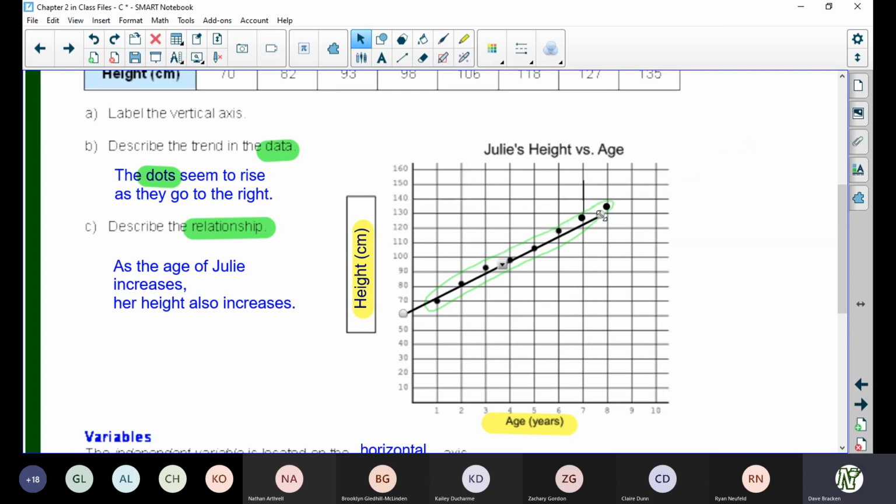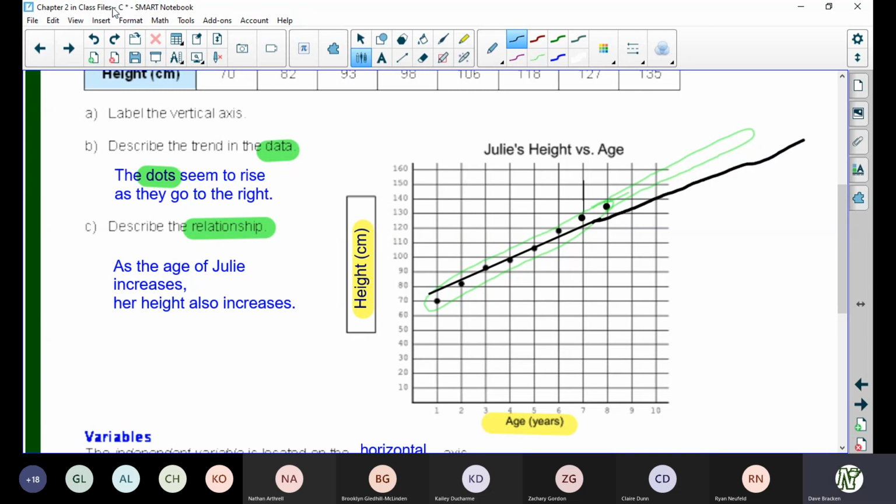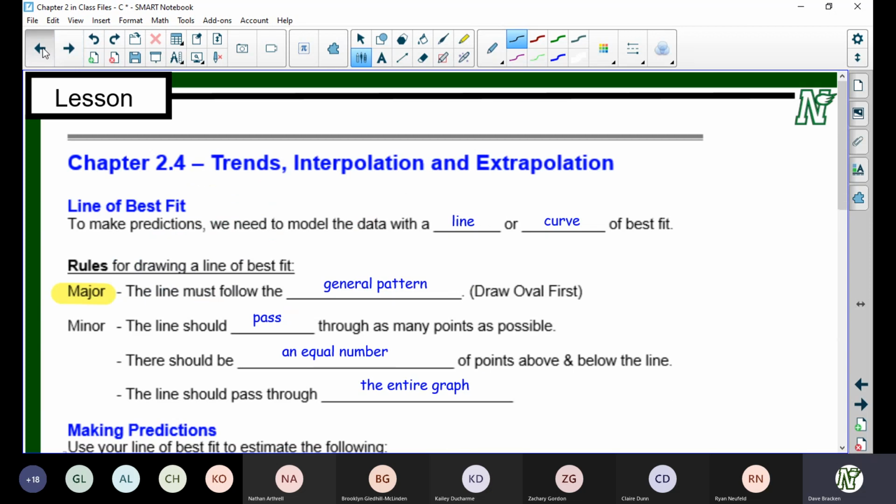But if I were to have my line something like this, do you see how that line's still in the oval? But if the green oval extended in the direction that it's going, and this line extended in the direction that it's going, do you see how we're starting to get farther and farther apart? So your line wants to go through the middle of that oval so that if the oval extends, my line extends.